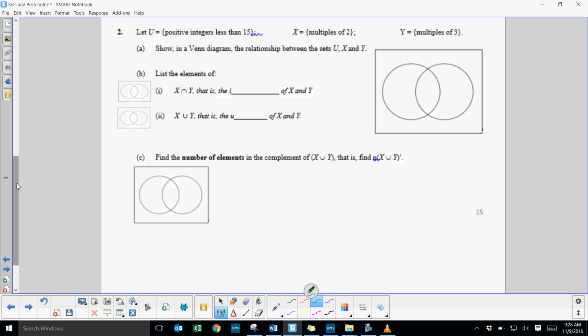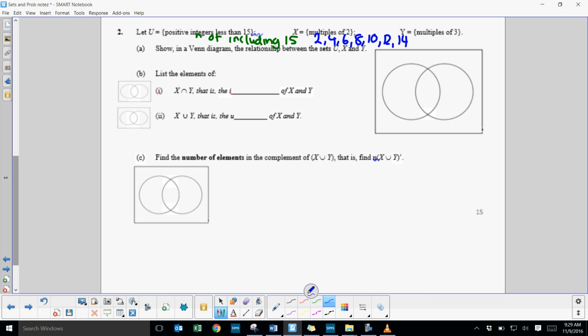Sorry, this board's a bit weird, so the calibration at the top's a bit strange. X is multiples of 2. So for example, 2, 4, 6, 8, and it continues on infinitely, except for the fact that X would be part of the universe. So it's got to be less than 15. If you wanted to, you could express them exactly. The multiples of 2 that are less than 15 are 2, 4, 6, 8, 10, 12, 14. So we've listed all of X there.